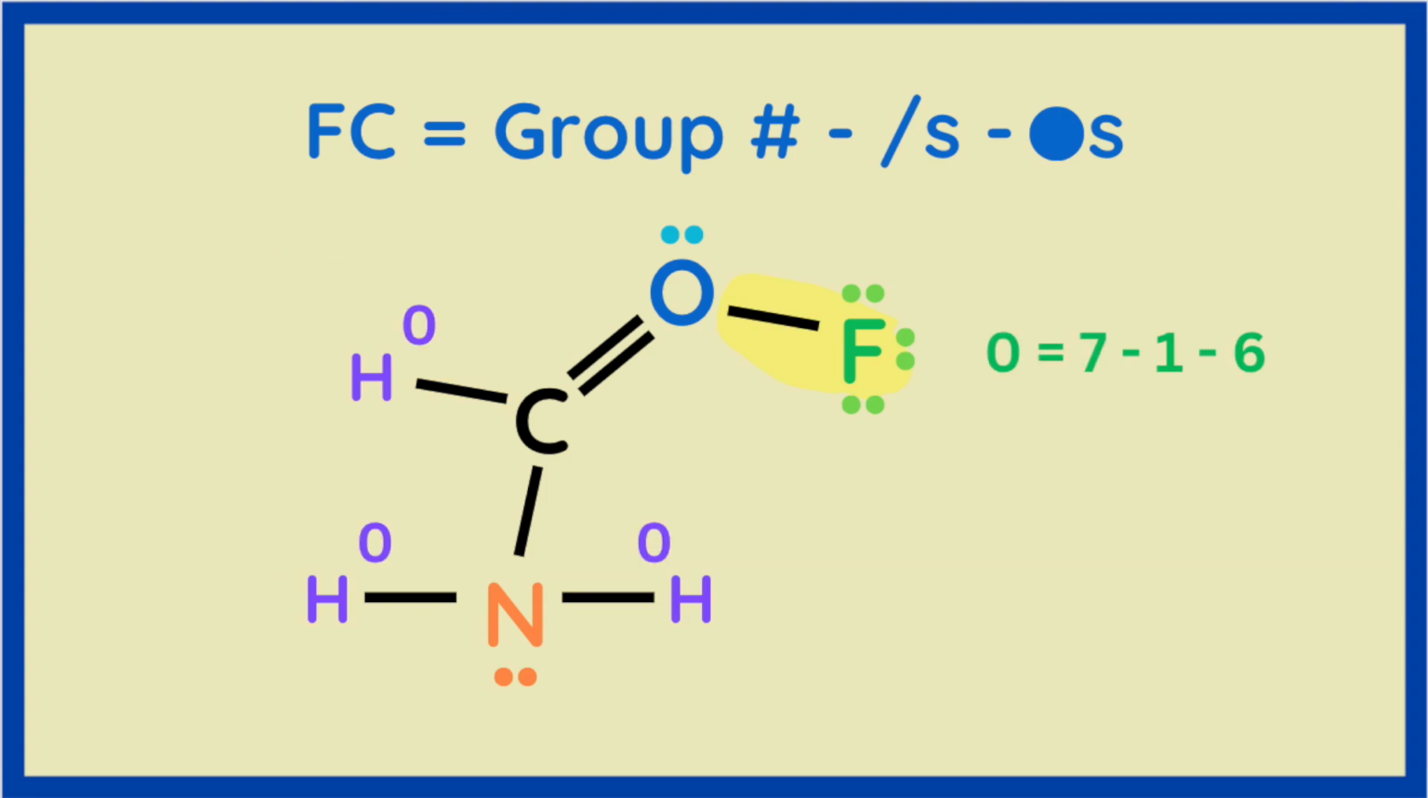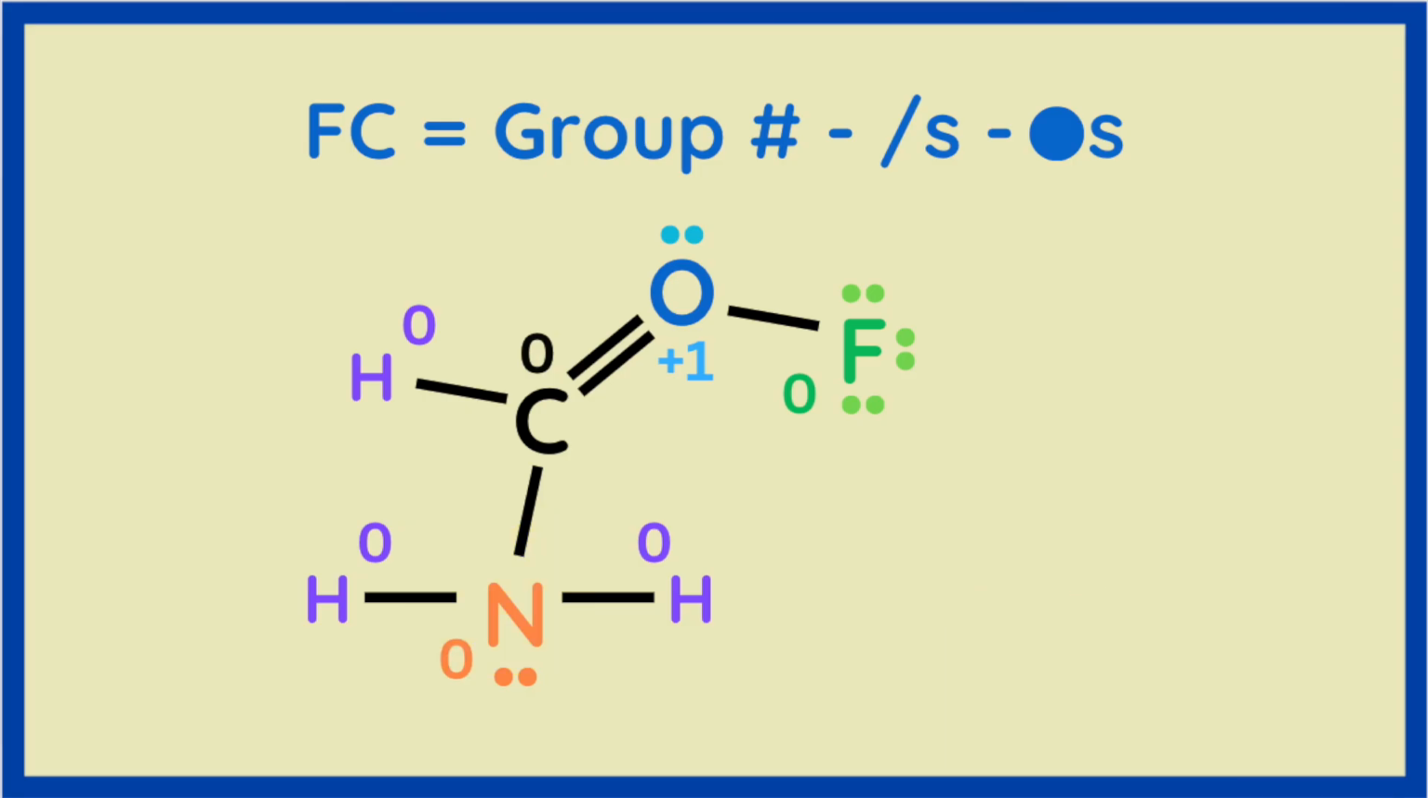For the single fluorine, it's in group 7 minus 1 stick minus 6 dots, so its formal charge is also 0. The oxygen, however, has a positive 1 formal charge because it's in group 6 minus 3 sticks minus 2 dots, and that gives us plus 1 charge. Carbon's in group 4, minus 4 sticks, no dots, so 0 is the formal charge. Nitrogen is in group 5 with 3 sticks and 2 dots, so that's also a formal charge of 0.